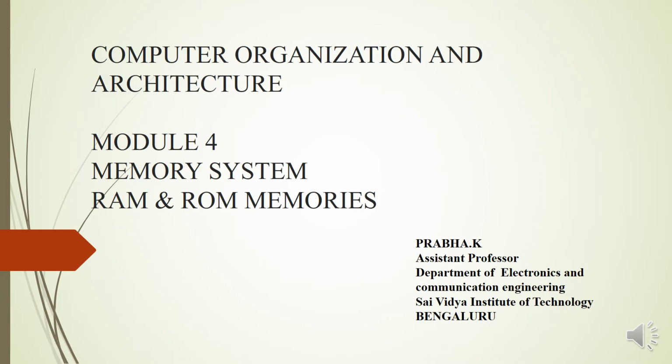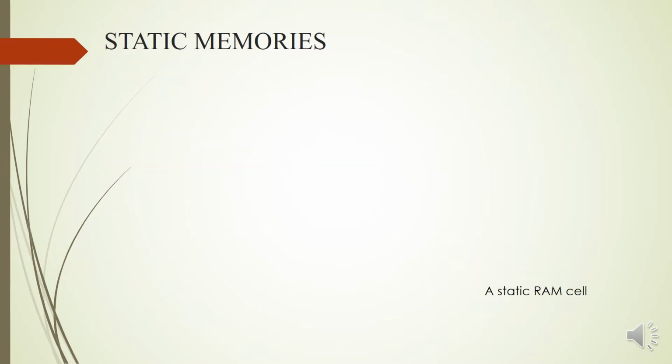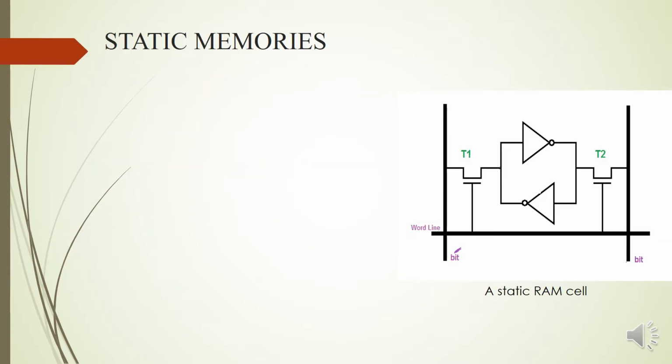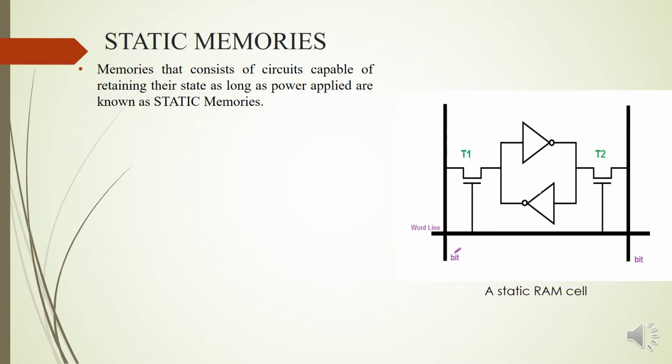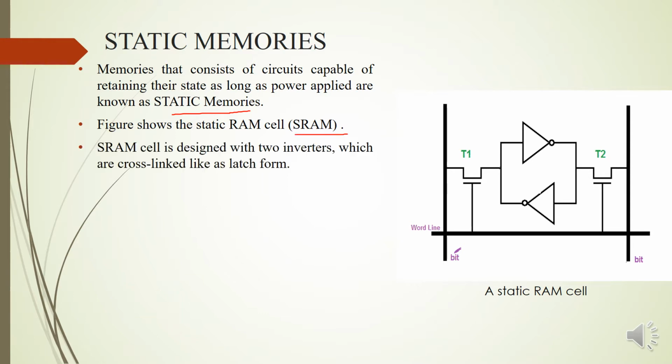Today, we'll study the RAM and ROM memories. Static memories. The diagram gives you a clear picture of a static RAM cell. Memories that consist of circuits capable of retaining their states as long as power is applied are called static memories. The figure shows a static RAM cell. In short, we call it SRAM.